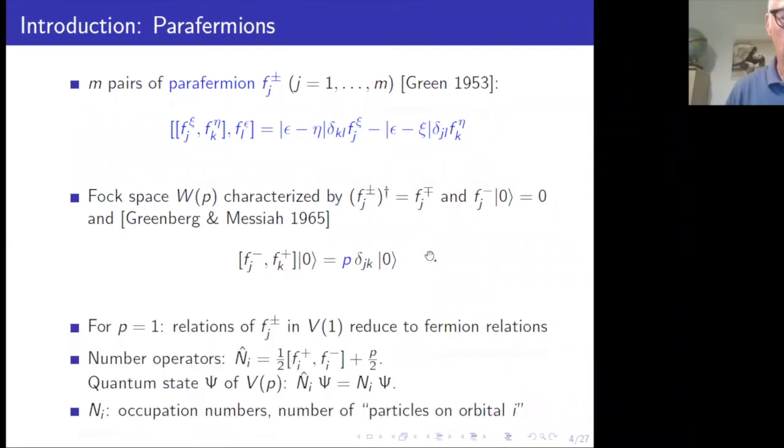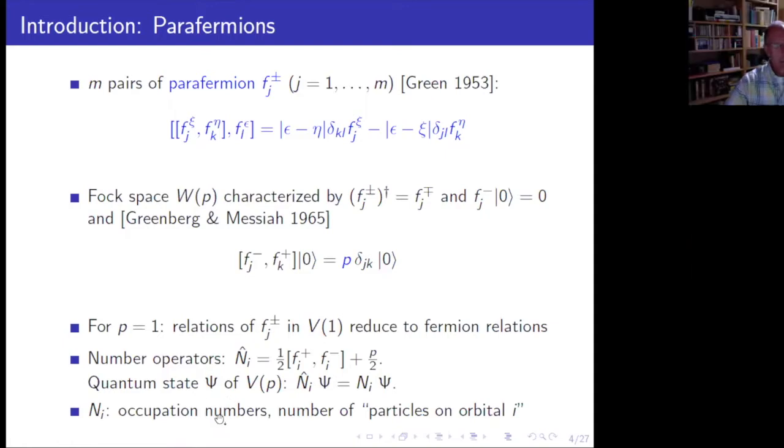And just as for the paraboson case, if you take p equals 1, these parafermions in this representation satisfy the same relations as the ordinary fermion relations. But this is not the case for other values of p. But again, one can introduce a set of number operators, commuting number operators, I should say. It's not so hard to show that these commute. And the common eigenstates of these are, again, the states of the system. And in this case, as we will see, these occupation numbers can take values not just in the set 0 or 1, but in the set 0, 1, 2, up to the value of p.